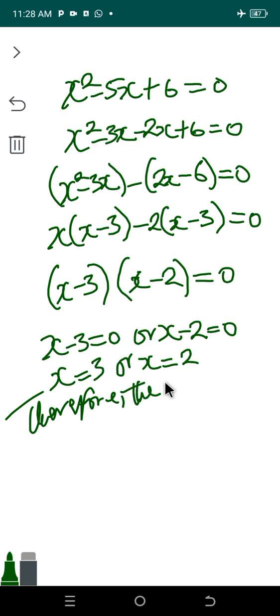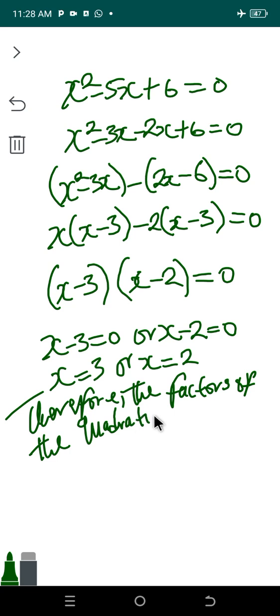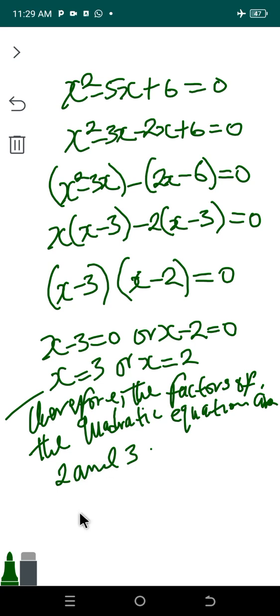Therefore, the factors, you can call it factors or roots or solutions, of the quadratic equation are 2 and 3 as the solution.